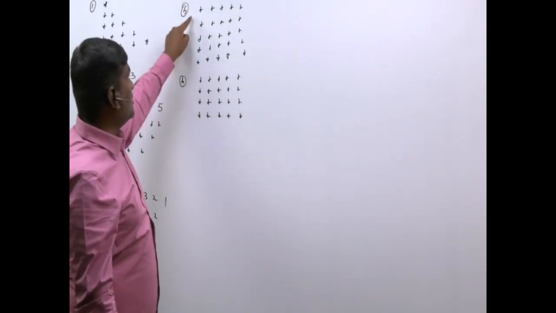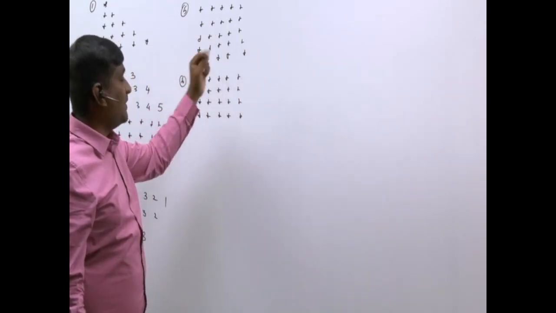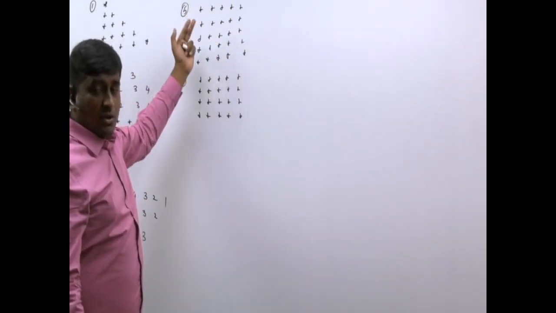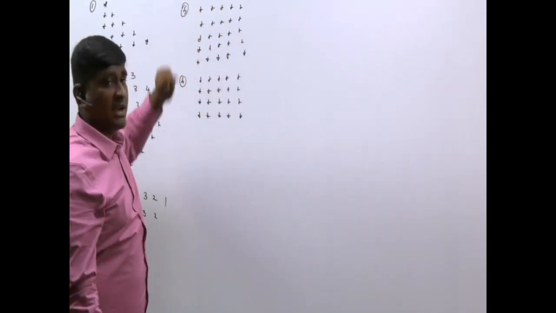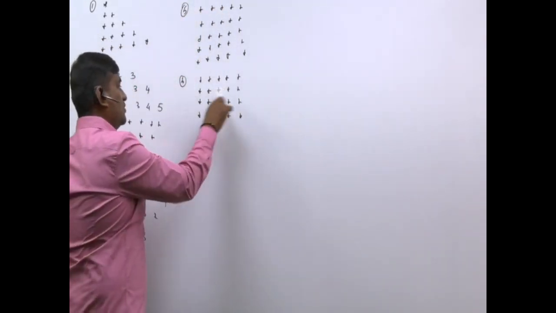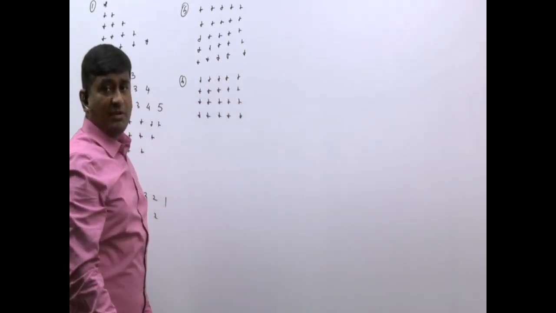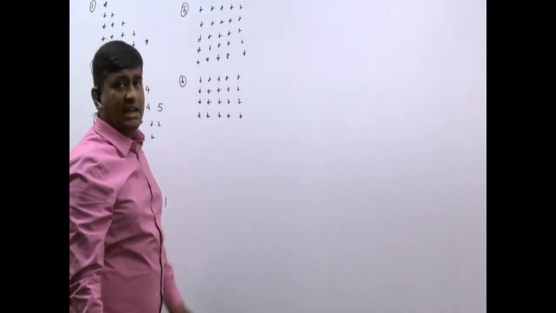See here, how many rows are there? 1, 2, 3, 4, 5 rows. How many columns? 1, 2, 3, 4, 5 columns. So the rows and columns count are the same, hence this is a square. Look here, how many rows? 1, 2, 3, 4. How many columns? 1, 2, 3, 4, 5. The number of rows and number of columns is not the same, hence it is a rectangle.